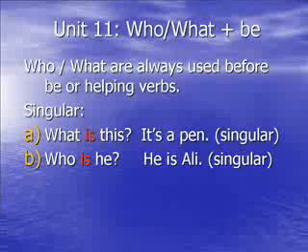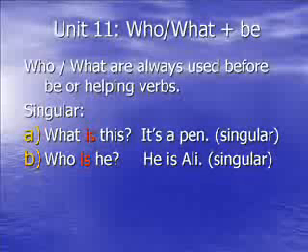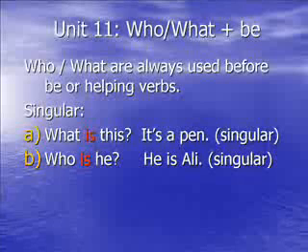Now we look at the singular and plural, how to use what and who with singular and plural. When you are asking about one thing or one person, you will use a singular verb with what or who. For example, A. What is this? It's a pen. So you are asking about one thing. When you are asking about one thing, you should use a singular verb after what. Here you cannot use what are this, because you're talking about one thing.